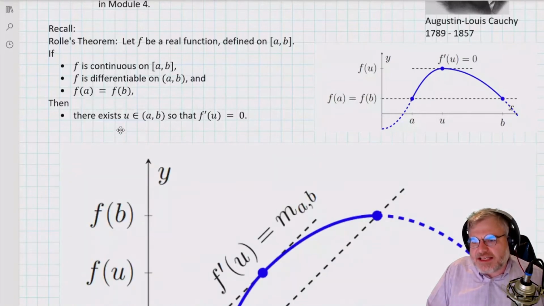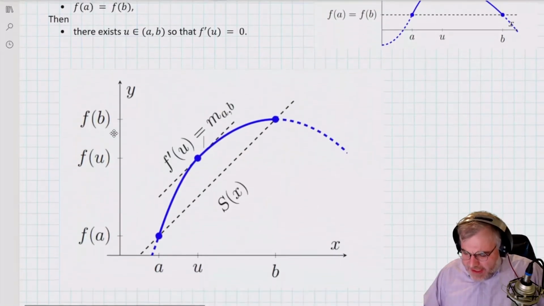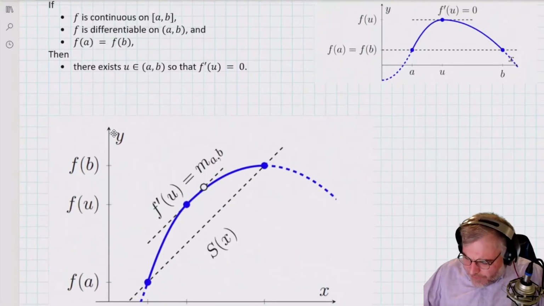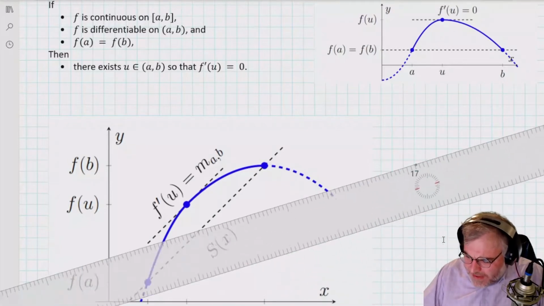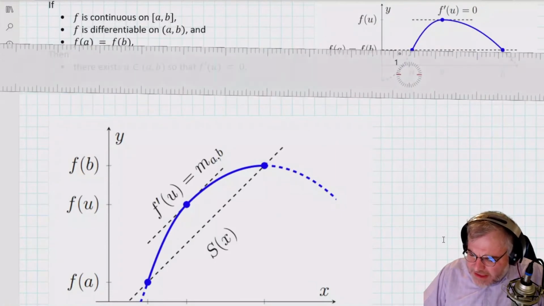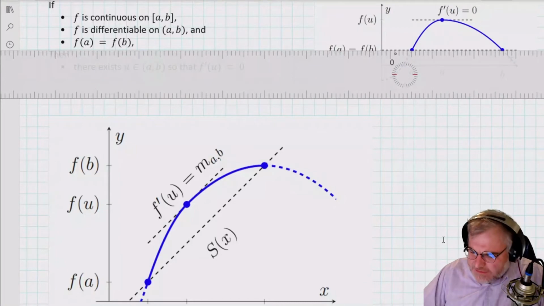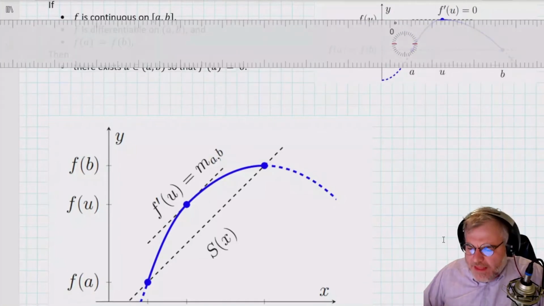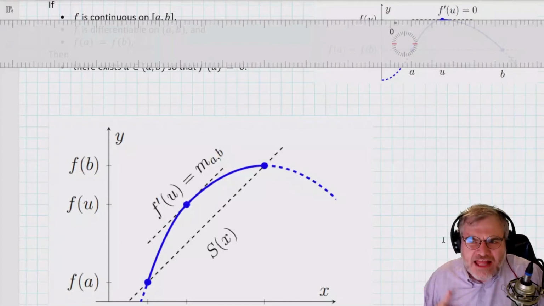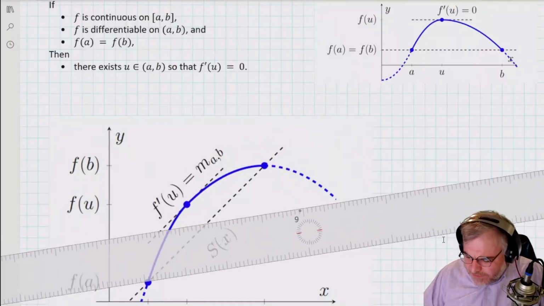So I have this idea of me tilting stuff up. I had A was this, and A and B were this, and that made me a place that was there. Basically, because the line running from f of A to f of B was flat, there is somewhere that was flat. But there's nothing really special about flat, and that's the big idea about the mean value theorem.